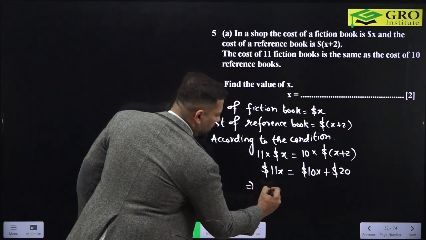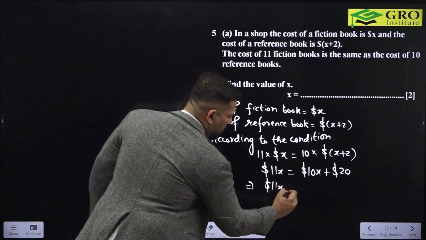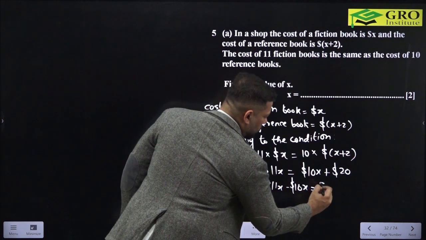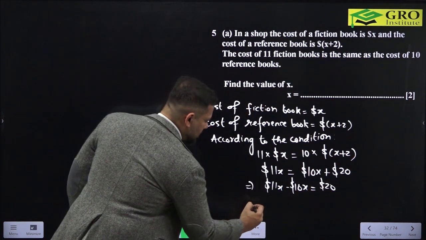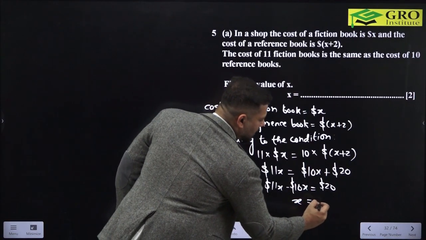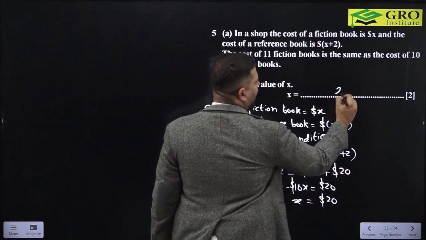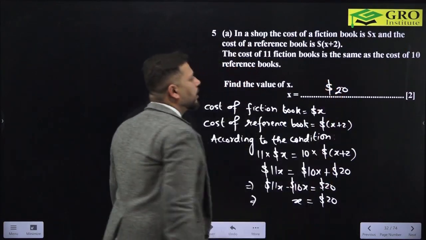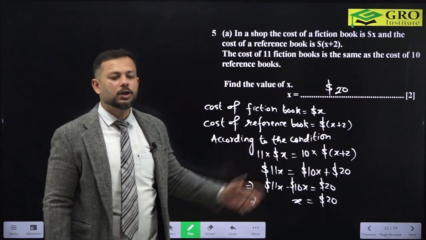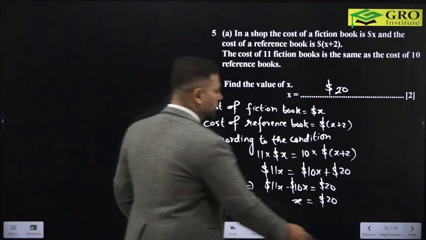So if I solve it, this 11X minus 10x dollars is equals to $20. That is the simple difference. 11x minus 10x will be x. So x comes out to be $20. So this is the value of x. Let us write down. I hope you are clear with this. Note it down for your reference. Then we'll move ahead to the next part of the question.